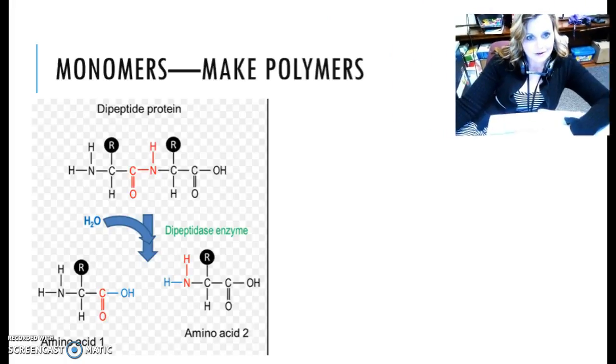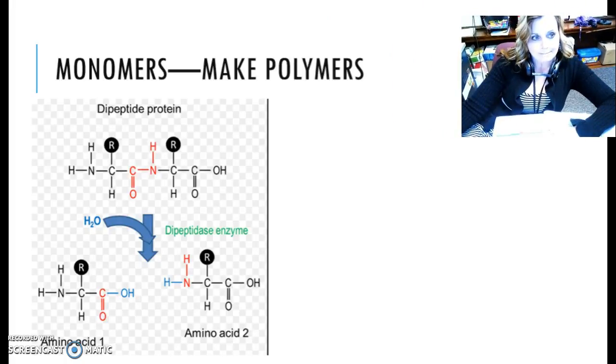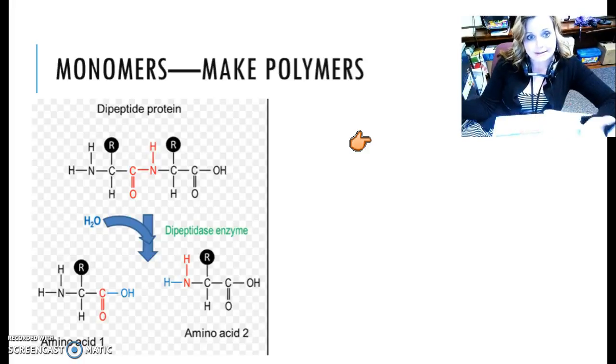Another term you might hear is the term monomer. A monomer is like part of a polymer. So a bunch of monomers put together make a polymer. A polymer is something very long chained, like DNA, for example, which is considered a polymer.